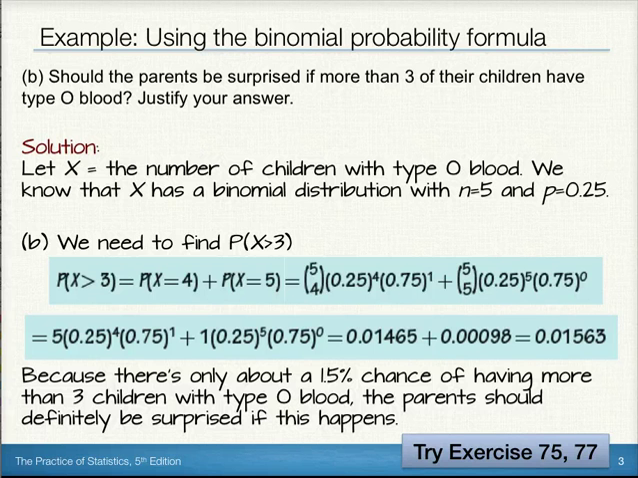For some additional practice with using the binomial probability formula, try exercises 75 and 77.